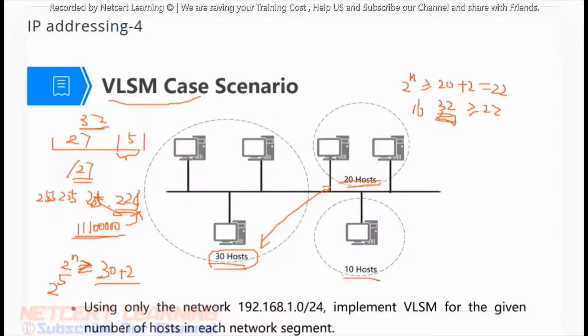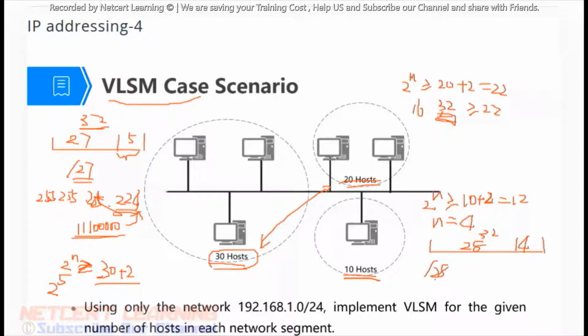And then if they contain 10 hosts, we also calculate like this: 2 power n is greater than or equal to 10 plus 2, that's 12. Then n should equal 4. Then in this 32 bit IP address, 4 bits should be reserved for the host part. So there are 28 bits used for the network, so the mask length should be 28.